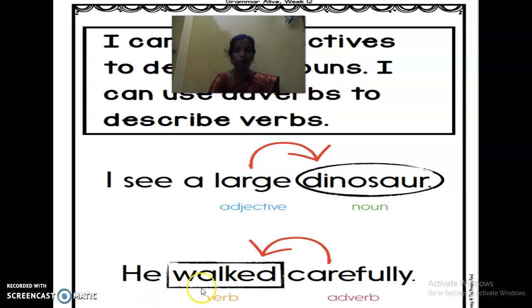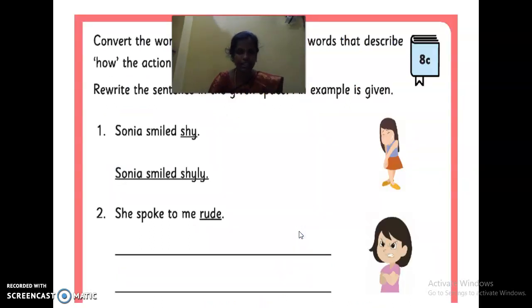The next one: he walks carefully. How does he walk? That question arises. He is the subject, walks is the verb, the action word, and carefully is the word ending with ly that describes how he walks. If the question how arises, you can easily identify that it is an adverb. Got it, kids? I hope you all understand the difference between adjectives and adverbs.